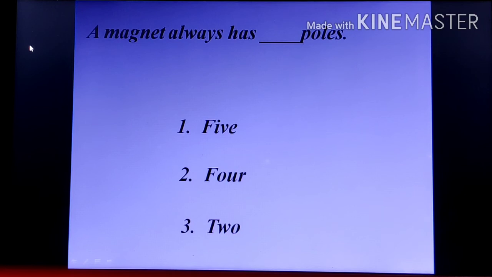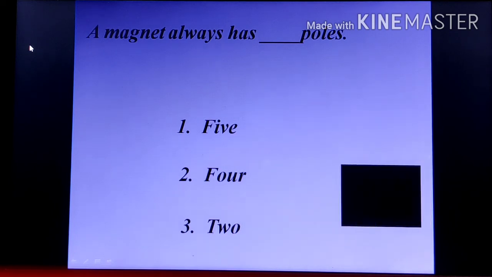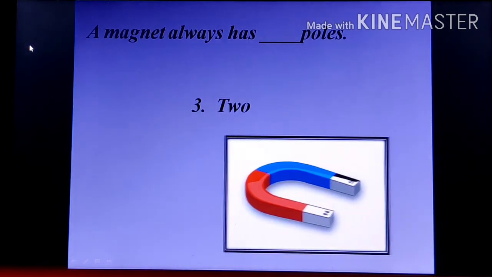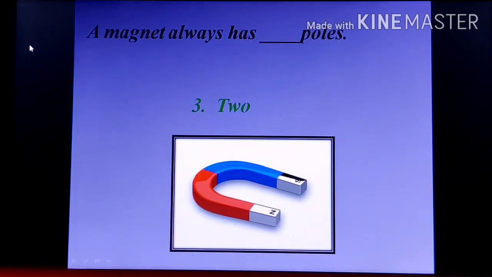Next question is: a magnet always has dash dash poles. Options are: option number 1 is 5, option number 2 is 4, option number 3 is 2. Your time starts now. And the answer is option number 3, that is 2. Any kind of magnet, horseshoe magnet or bar magnet, has 2 poles, the north pole and the south pole.